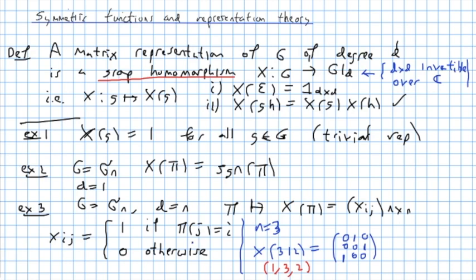And this is a representation because, again, you send the identity to the identity matrix, and maybe you remember that the permutation matrix of a product of permutations is the product of the permutation matrices. So it's a representation, and it's of degree n. And this one has a name. Example 2 was the sign representation, and this one, the permutation matrix, is called the defining representation of the symmetric group.